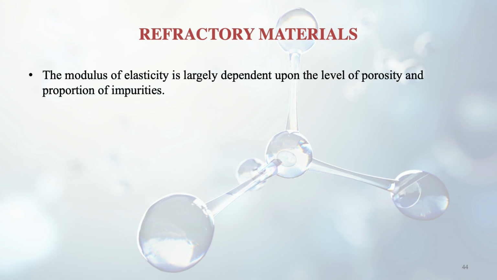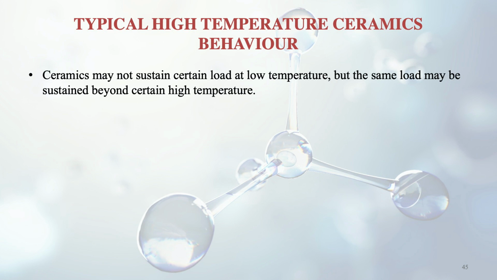The modulus of elasticity is largely dependent upon the level of porosity and the proportion of impurities. So modulus of elasticity will depend on, one thing, porosity, and the other one, the proportion of impurities. So what is the typical behavior of these ceramics at high temperature? Ceramics may not sustain a certain load at low temperatures, but the same load may be sustained beyond a certain high temperature. So it's quite a unique thing that at low temperature they may not be good, but at high temperature they are good.